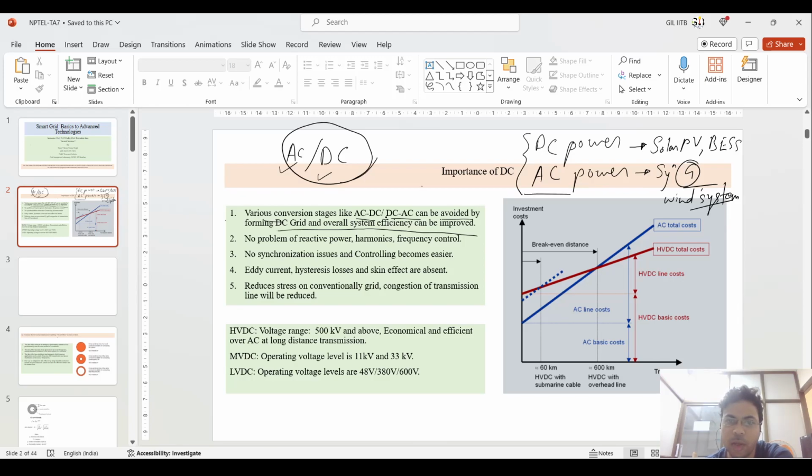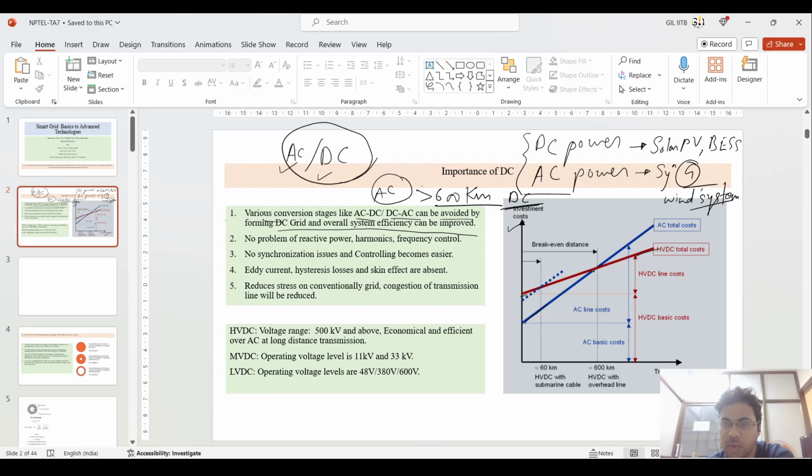For distributing power over large distances, we mainly prefer AC, and at a very high distance, such as greater than 600 kilometers, we prefer DC also. As you can see from the graph on the right side, I have depicted the investment cost versus transmission distance curve. The red curve is the HVDC total cost, and the blue line is the AC total cost.